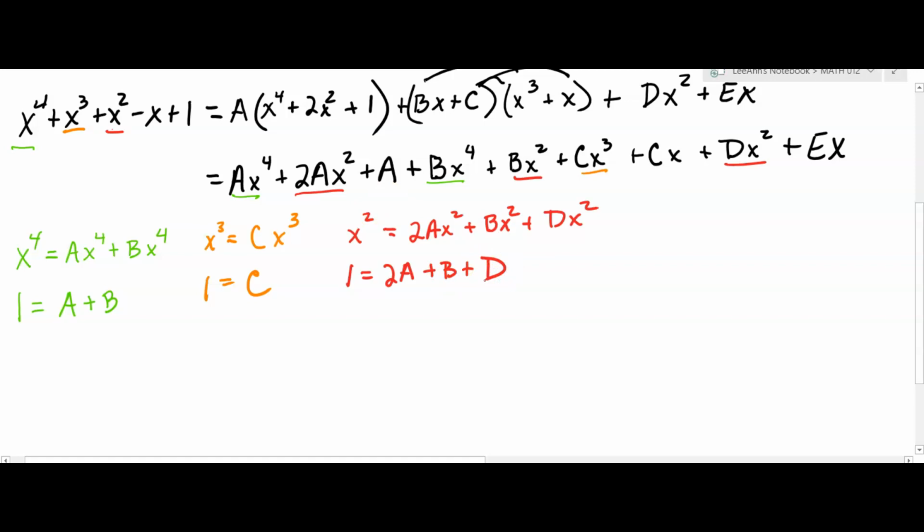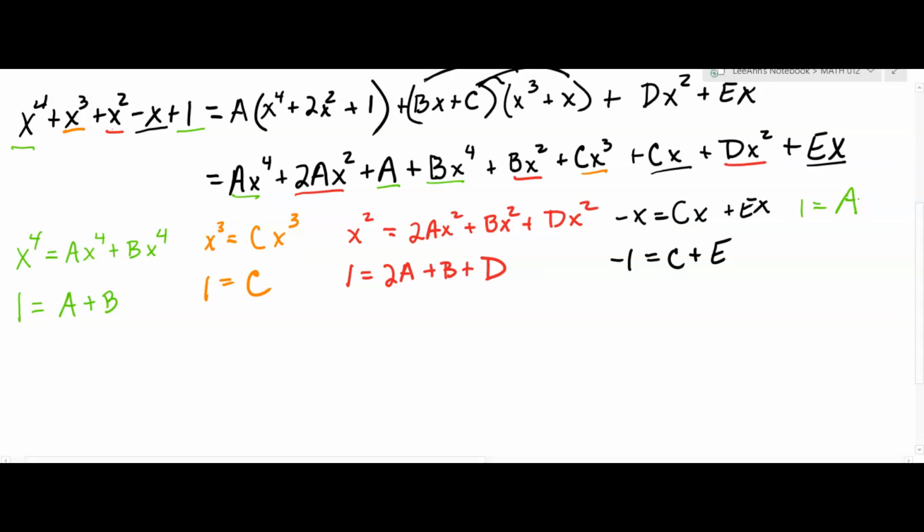Okay. Any more colors? Let's try. Oh, that's not a color. I'll have to go with black. I was saving the black one for the end, but it doesn't matter. So negative x is equal to, now where are the x terms? I have a cx and I have an ex. So negative 1 equals c plus e. And then finally, I'll go back to green. I have 1 for the constant equals a, just equals a. So I didn't have any other constant terms. Okay, well, that's how it works out.